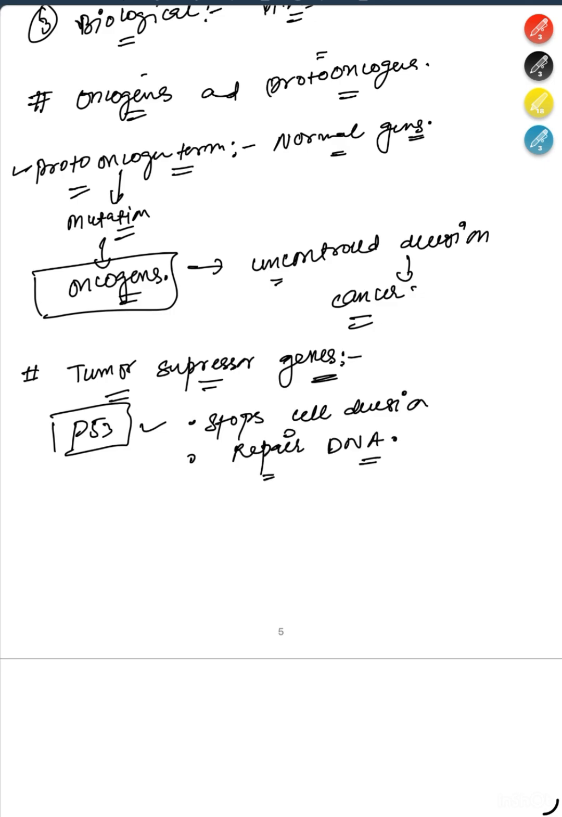So tumor suppressors are the genes that basically stop uncontrollable cell division. Also, they repair the DNA, so they don't let mutation take place. They also maintain and regulate the cell cycle. But what happens whenever these tumor suppressor genes are damaged? If P53 is damaged, what happens? Cancer develops.